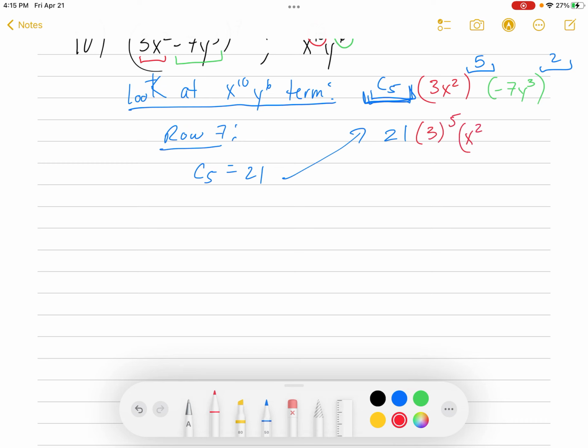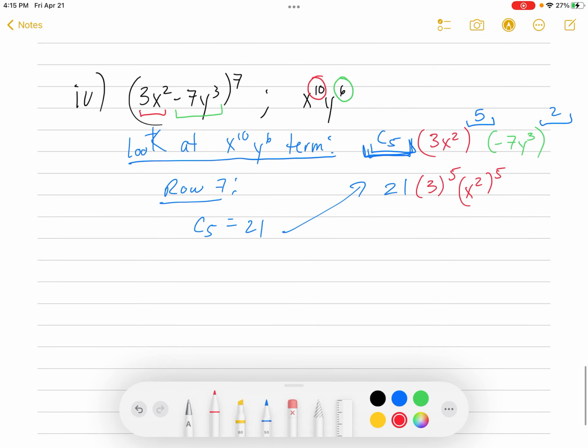I'm going to have 21, 3 to the 5th power, x squared to the 5th power. Well, let's not do that yet. Let's do the green. Negative 7 to the 2nd power. Now we're going to do x squared to the 5th power and y cubed to the 2nd power. Well, let's multiply these guys first here: 21 times 3 to the 5th times negative 7 squared.